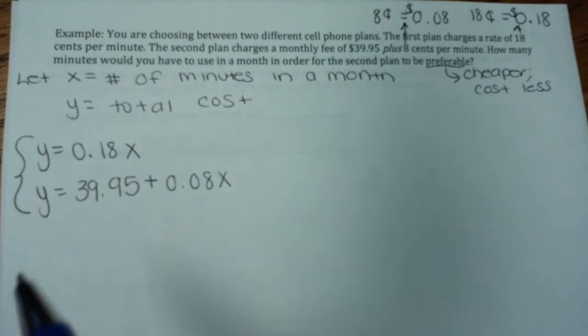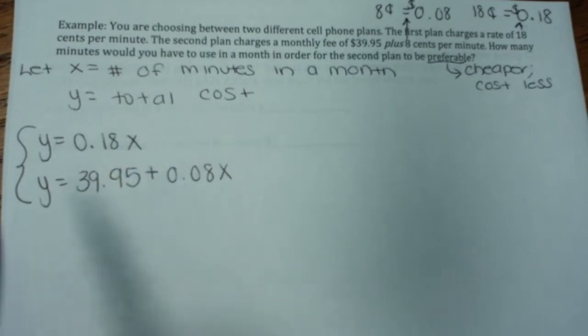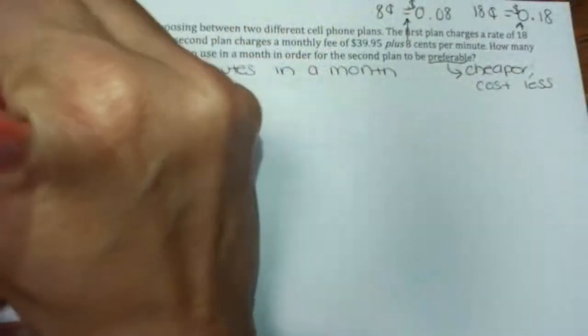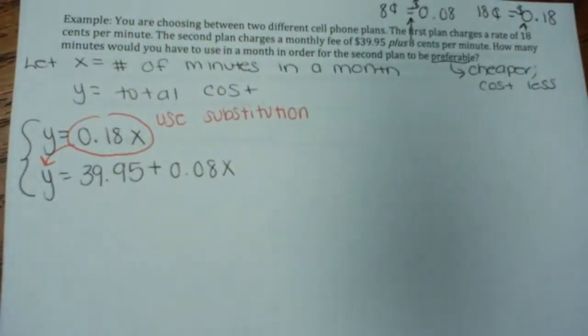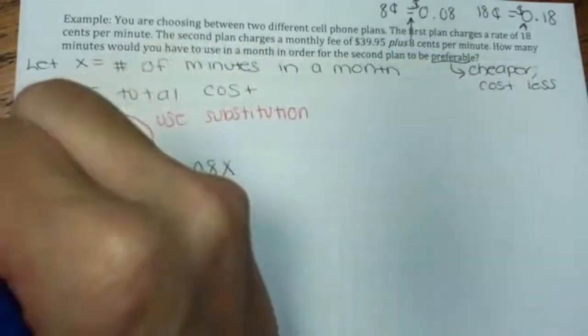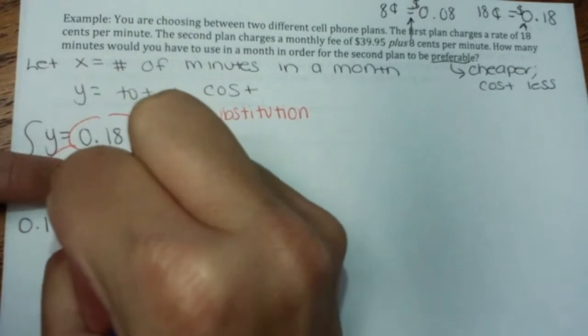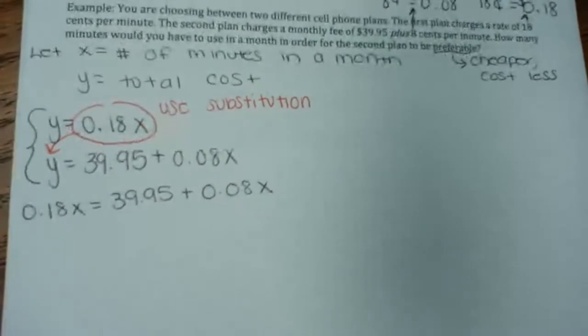All right, so we are set up to use substitution here because we have y equals. So with this y equals, I could plug it back into this equation. So y is the same thing as saying 0.18x, so I can plug that into my second equation and use substitution. All right, so 0.18x equals $39.95 plus 0.08x. Okay, so I have an equation now with just x's. So let's work to get x by itself.